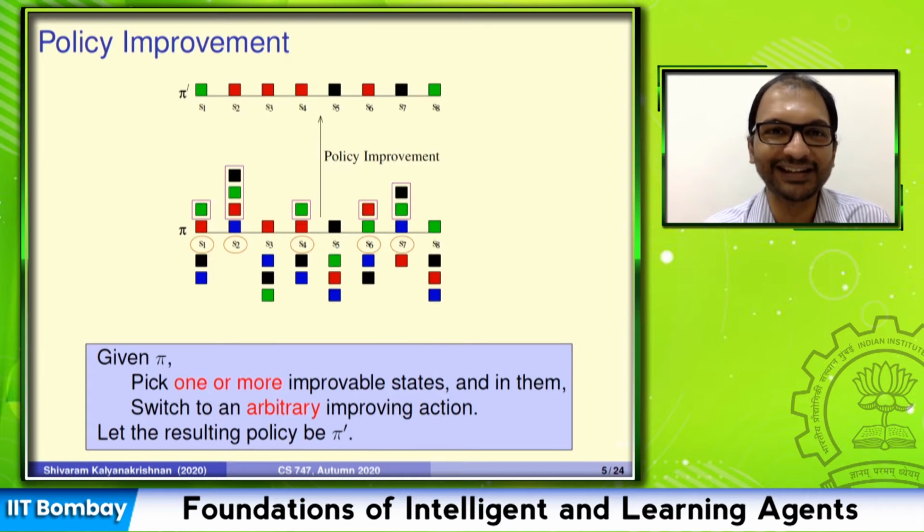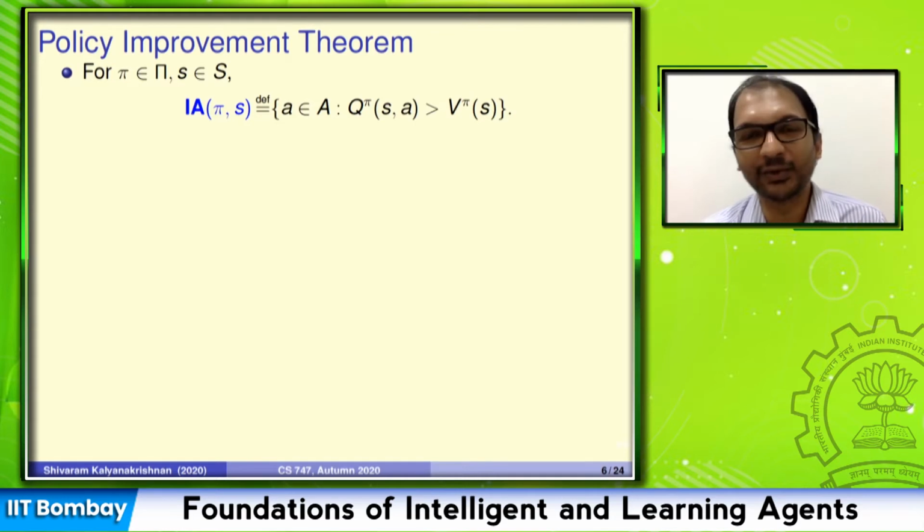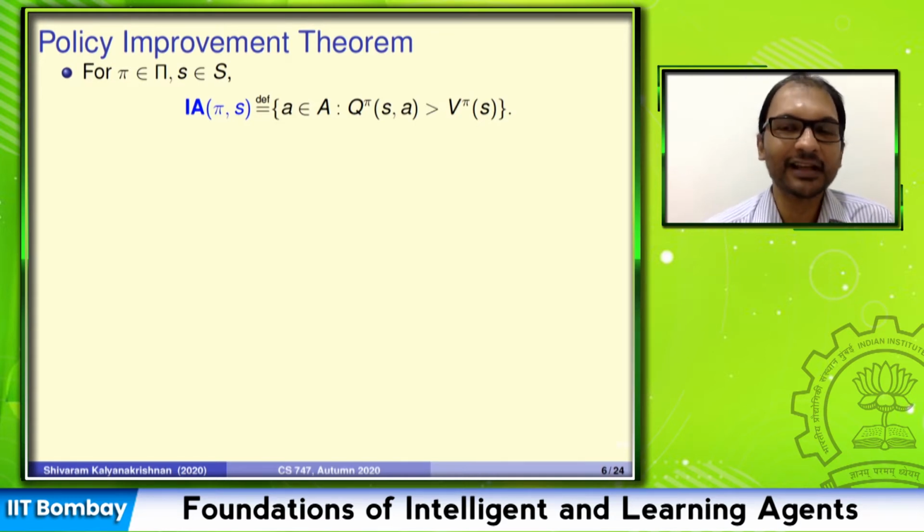You've heard the word improvable, improving, improvement, all forms of that word being used on this slide. We said there are improvable states, improving actions, and this step is called policy improvement. Right now I've just told you it's called this, but why is it called improvable, improving, and improvement? That is because of the policy improvement theorem. You'll get the answer to that question on this slide.